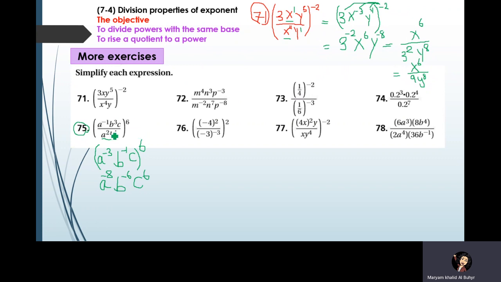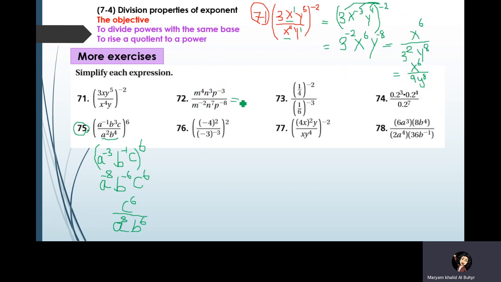Just move the negative powers down. So that equals, leave c in the numerator, and move the others down: a to the power 18, b to the power 6, and that's it. I'm done like that.